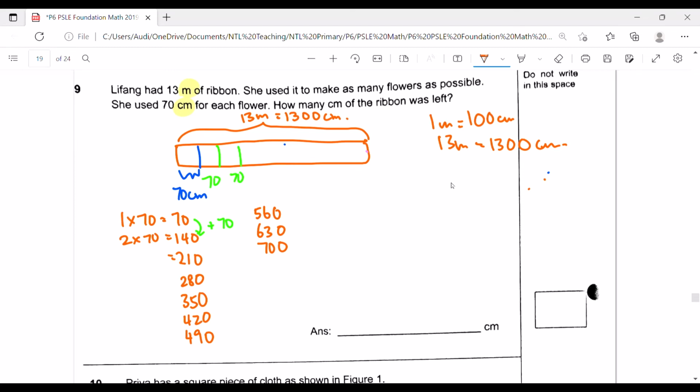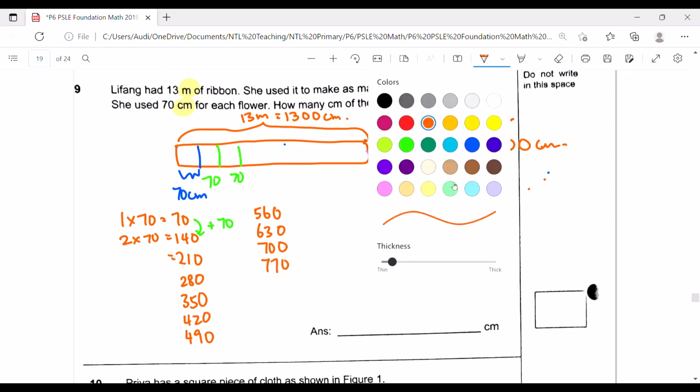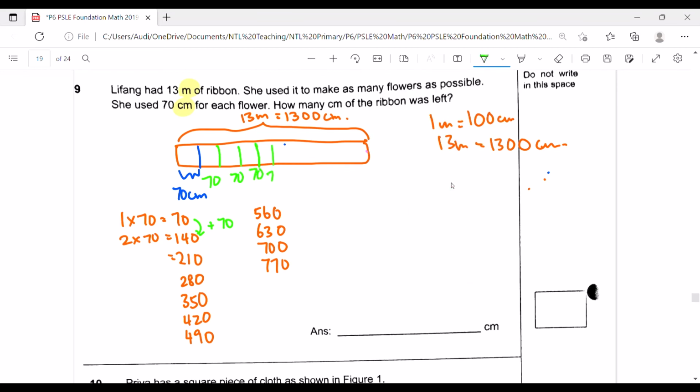Now we are still far off, but we can still continue, okay? So what happens next? 770. Remember, we're just adding 70, 70, 70. How many 70s there are? So we just plus 70, plus 70, plus 70, right? You get 840. Just plus 70, you get 910. Plus 70, you get 980.